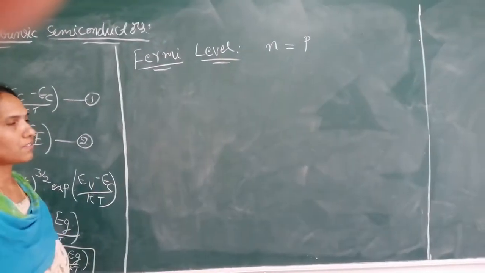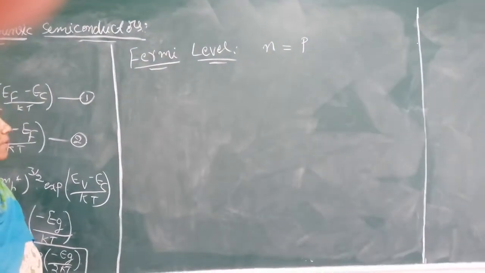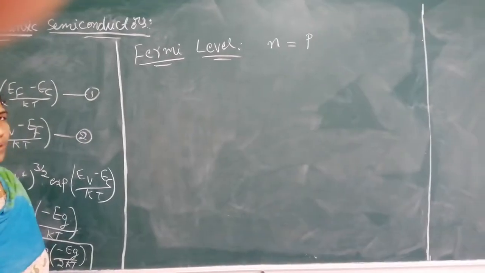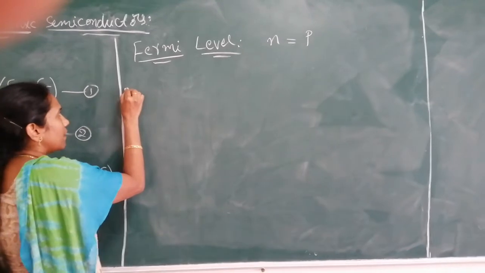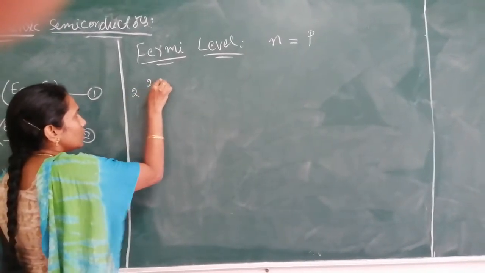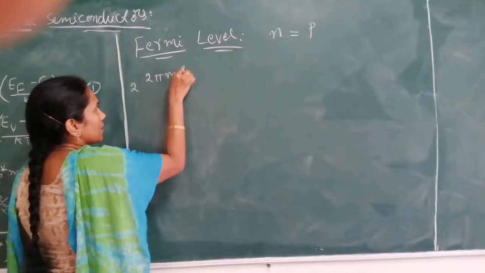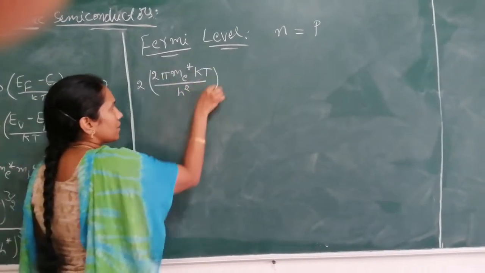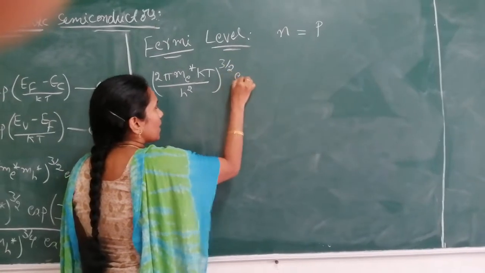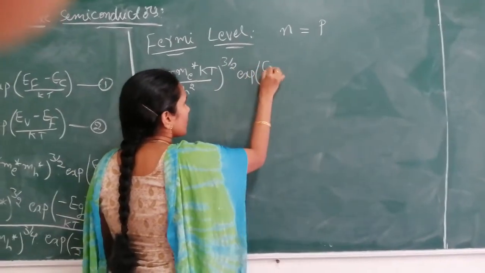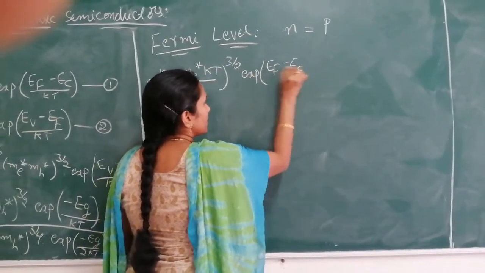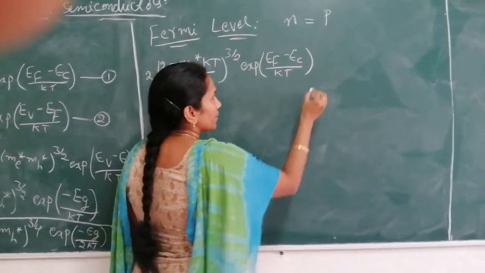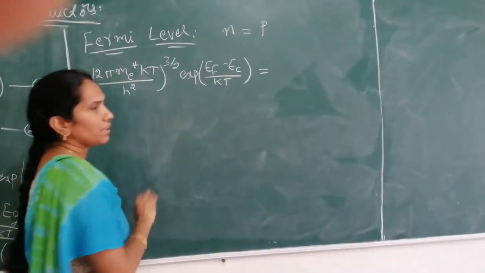So by taking this statement, now I am going to derive the expression for Fermi level. As we all know, the expression for number of electrons is 2 into (2 pi me star kT by h square) whole power 3 by 2 into exponential of (EF minus EC) divided by kT. This is the expression for number of electrons, which is equal to P, number of holes.